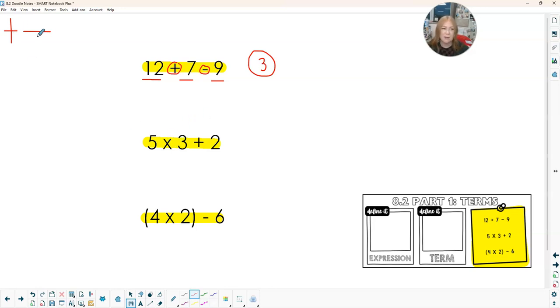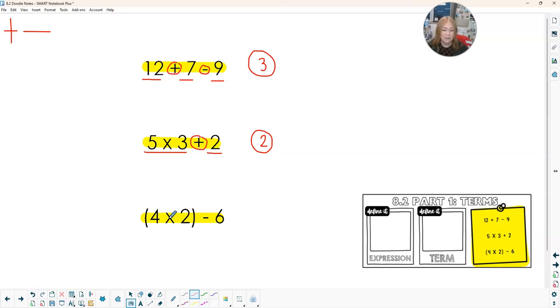Here's a multiply sign. Oh, that's not what I'm looking for. Here's an add sign. So this whole thing, 5 times 3 is a term. We can't break it up. It's only broken up by add and subtract. So 5 times 3, and then we have 2 over here. So even though this has 3 numbers, it only has 2 terms because it's broken up by add and subtract.